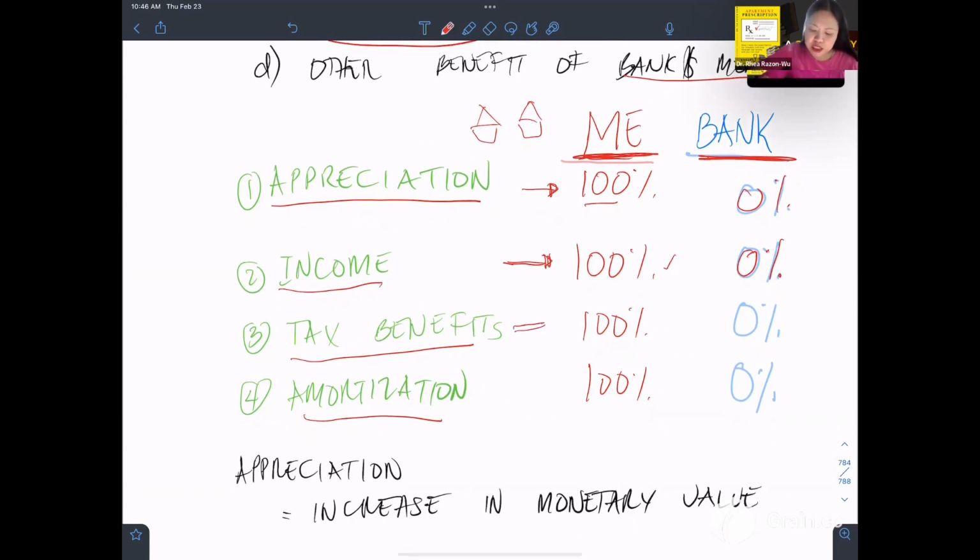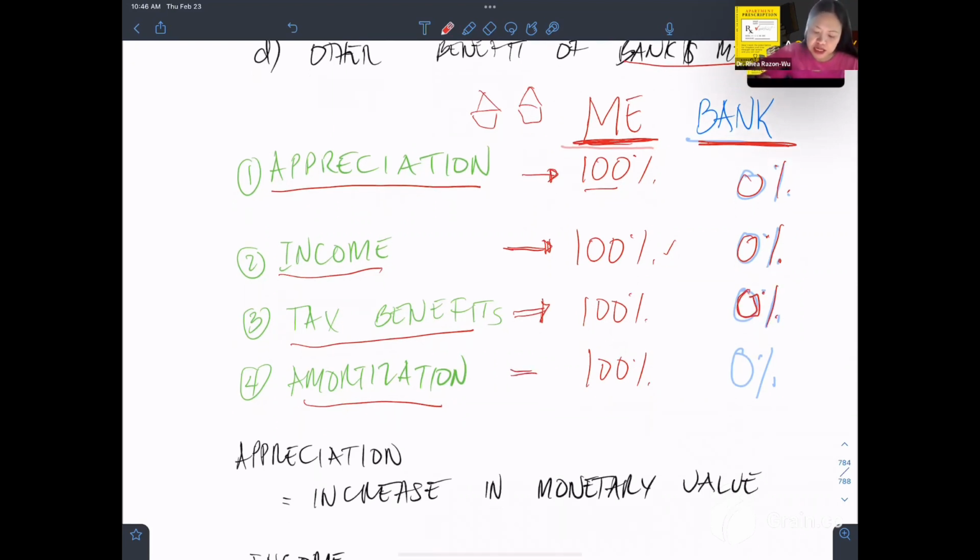The tax benefits, because now we are a business, we get 100% of it. The bank gets zero, nada, zip. Amortization, I get 100% and the bank gets zero.